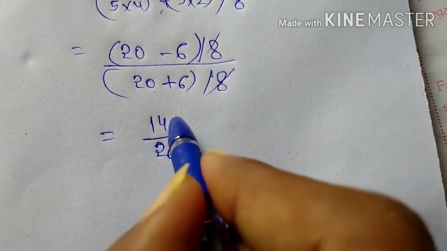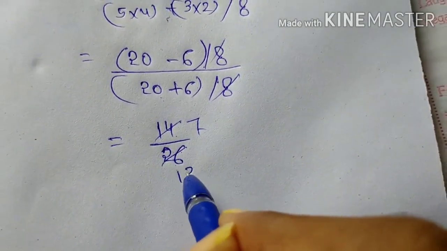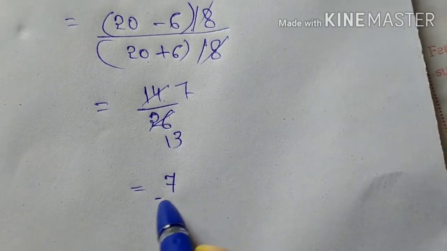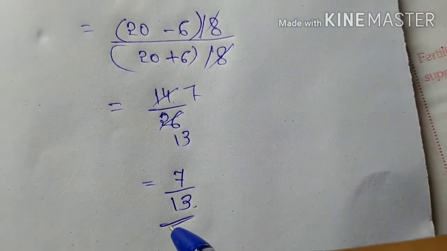Just you can simplify it. 2 sevens are 14, 2 thirteens are 26. That means your answer is 7 by 13. In this way you can do the remaining problems.